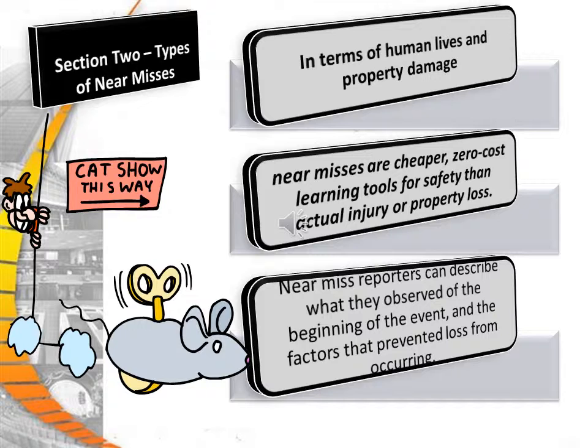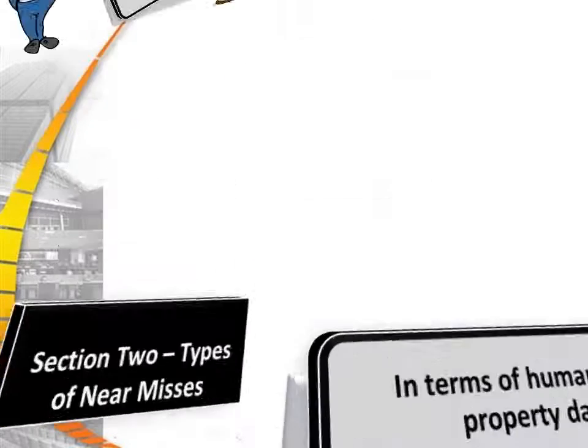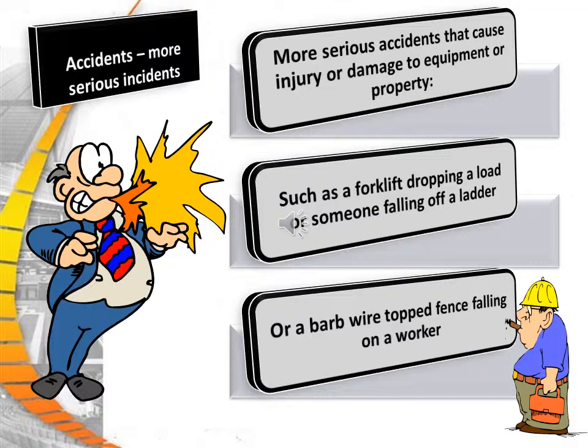Near-miss reporters can describe what they observed at the beginning of the event and the factors that prevented the loss from occurring. More serious accidents that cause injury or damage to equipment or property, such as a forklift dropping a load or someone falling off a ladder, or a barbed wire topped fence falling on a worker.